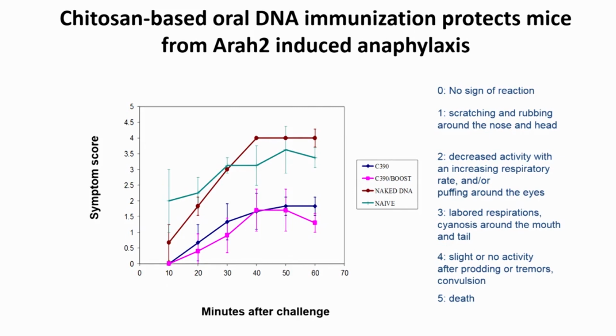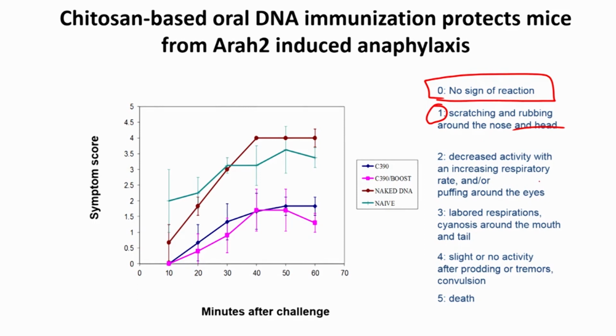Then they looked at the mouse health. They looked at how the mouse is behaving. So, they made a scale in which they looked if there is any sign of reaction. If they do not see anything abnormal, then the mouse gets 0 as a score. If they are starting to scratch and rub their nose and head, that means that there is some toxicity that they are feeling with this. So, then the score is given 1.